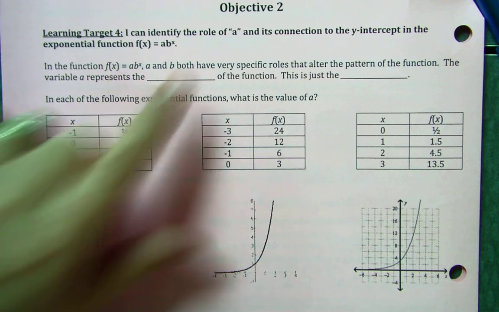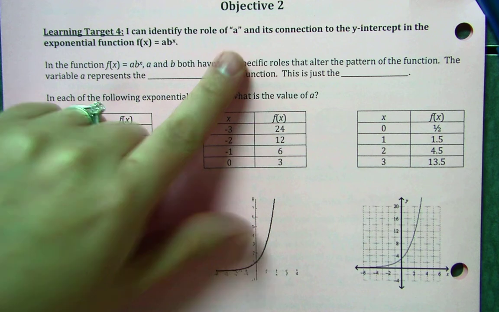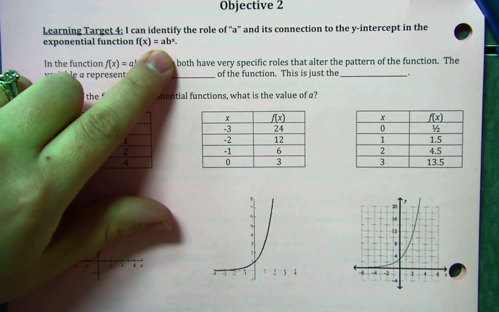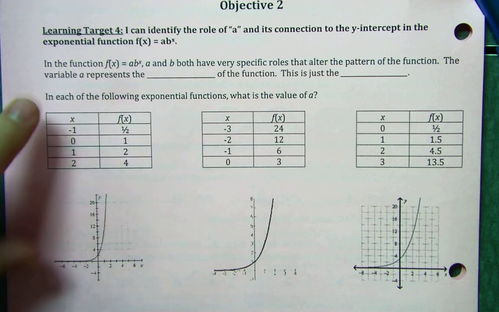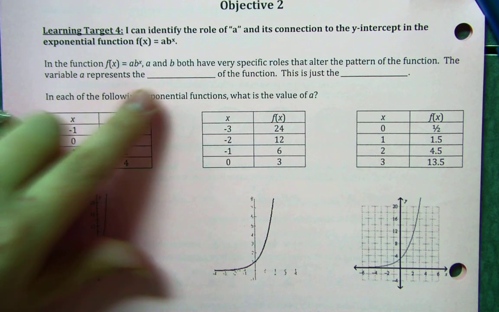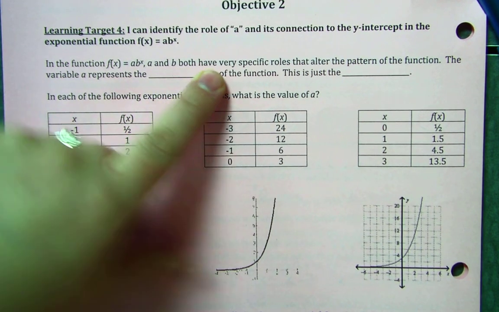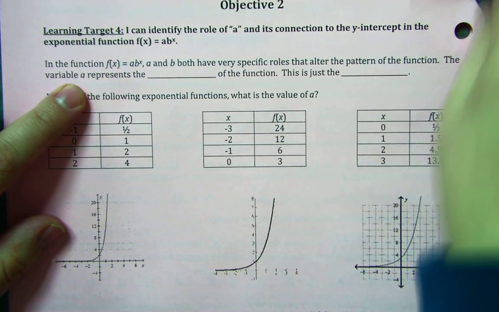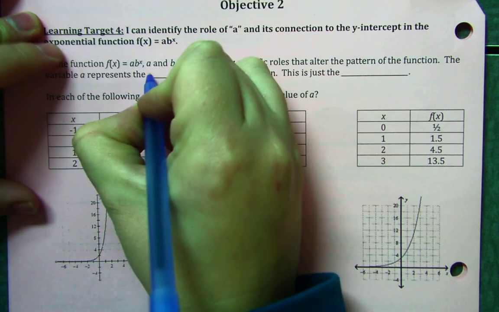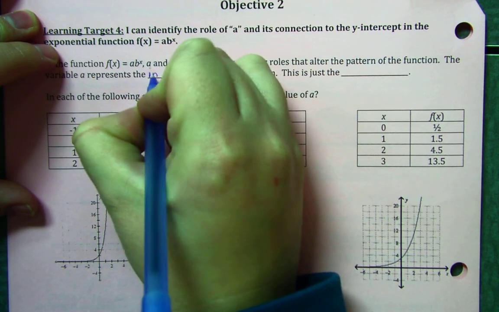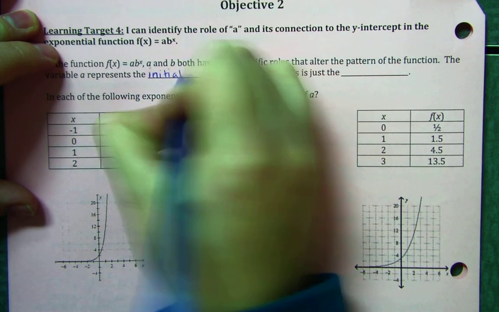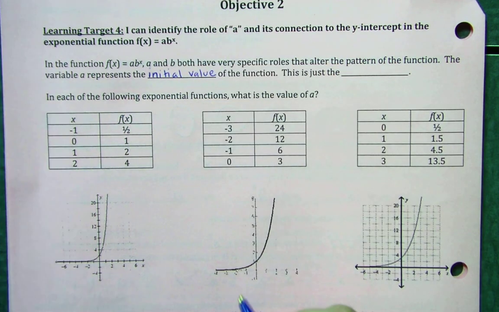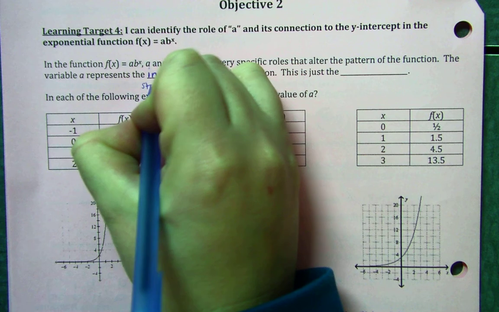So today we're just going to identify the role of a and its connection to the y-intercept in the exponential function f of x equals a times b to the x power. In this function, a and b both have very specific roles that alter the pattern of the function. The variable a represents the initial value of the function, or you could think of that as the starting place.